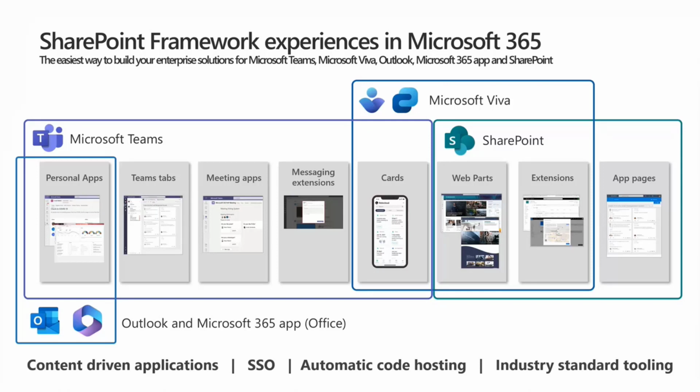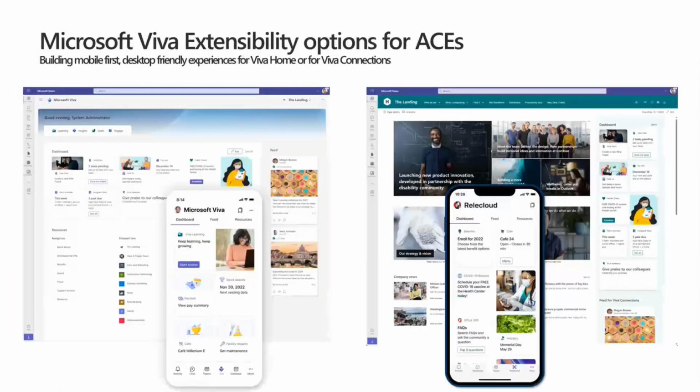Technically, however, the ACEs are card specific, and the ACEs are then rendered either in the Microsoft Viva Home, which is the one on the left side, or in the Viva Connections, which you can see on the right side. So there's a bit of a difference between Viva Home and Viva Connections. There's going to be more information on the Viva Home rollout, capabilities and options in the future.